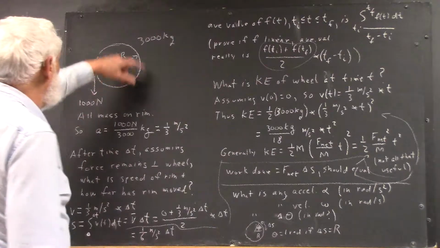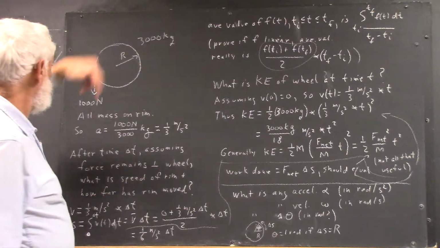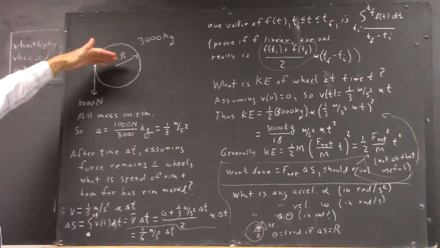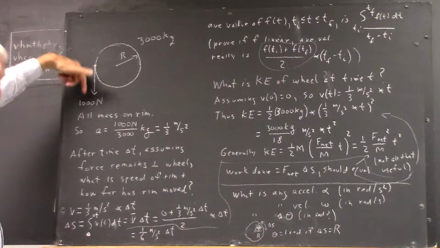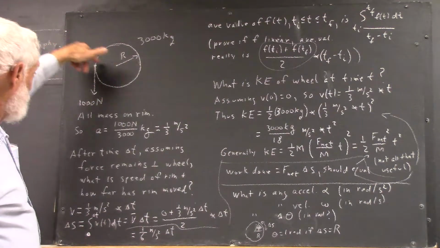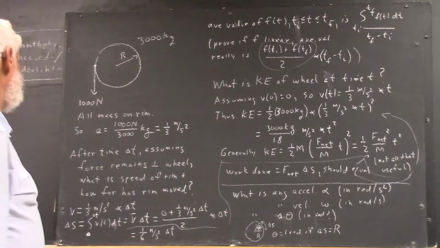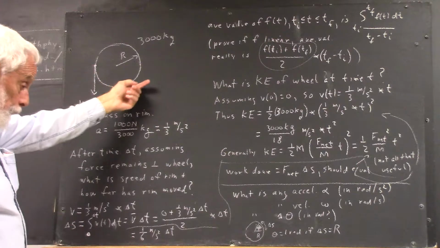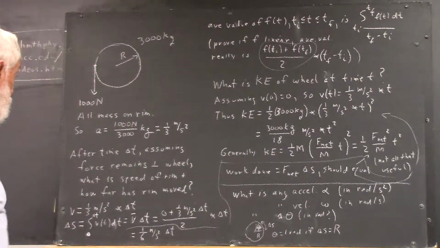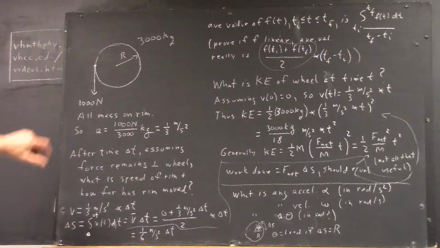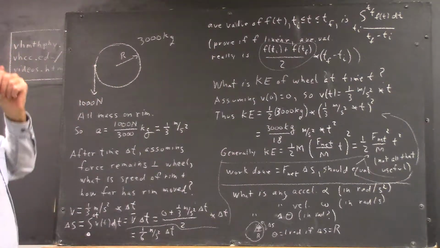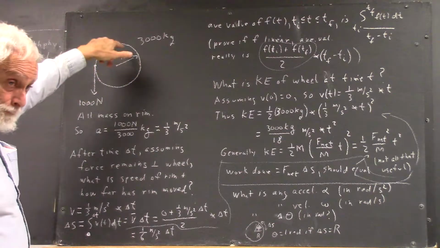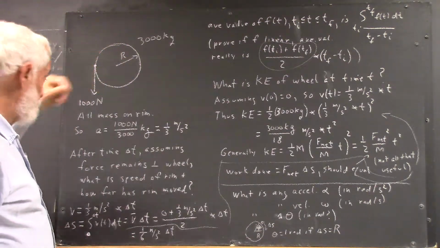We have a wheel of radius R, a 3,000 kilogram wheel. We have a 1,000 Newton force acting perpendicular to the radial line, acting tangent to the wheel. And we're going to assume that the force remains tangent to the wheel as the wheel turns, so the force is going to follow the wheel around. We're going to assume that all the mass in this wheel is on the rim, so that the wheel is essentially a hoop.